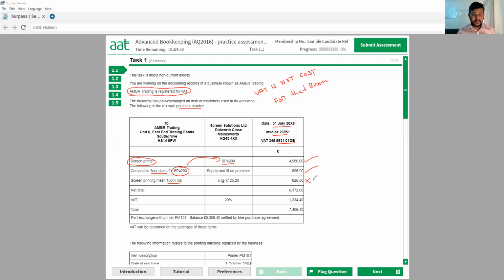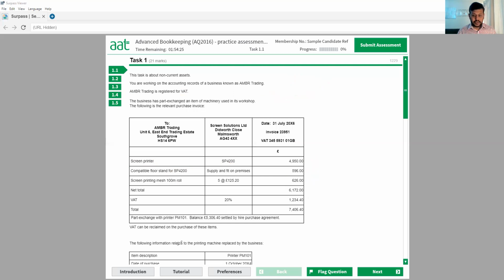The next one, we have the net total and the VAT. Remember, VAT is not the cost. We completely ignore the VAT because the VAT will be claimed back by the business. The business is VAT registered, as the question mentioned to us, so we cannot take the VAT as part of the cost. So these are the two main costs we have here for this printer. All right, let's read more.